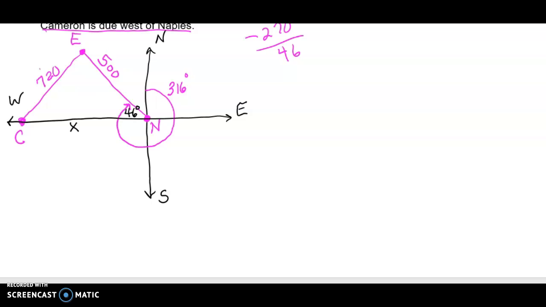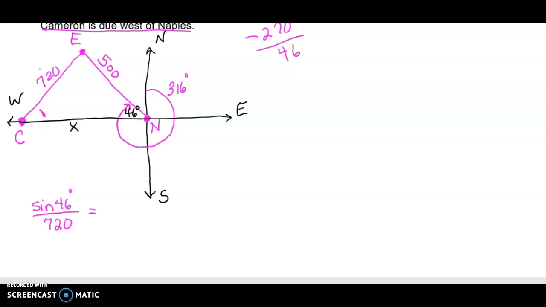The sine of 46 over its opposite side, which is 720, and that's 46 degrees, equals, now I really want to find x, but I don't know angle E. So I can't find x until I know angle E. So I can find angle C using the law of sines. I can find this angle.